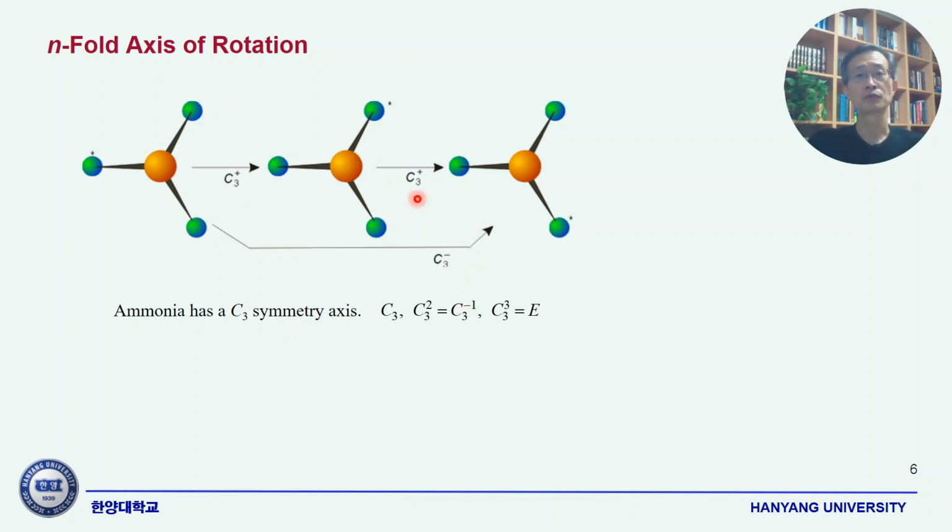And if you do it 1, 2, 3 times, then you'll be back at the same original position. That just leaves it alone, which means the identity operation. So ammonia has a C3 symmetry axis, which actually contains one C3, one C3 squared or C3 minus 1, and the identity. Three operations in the C3 operation.